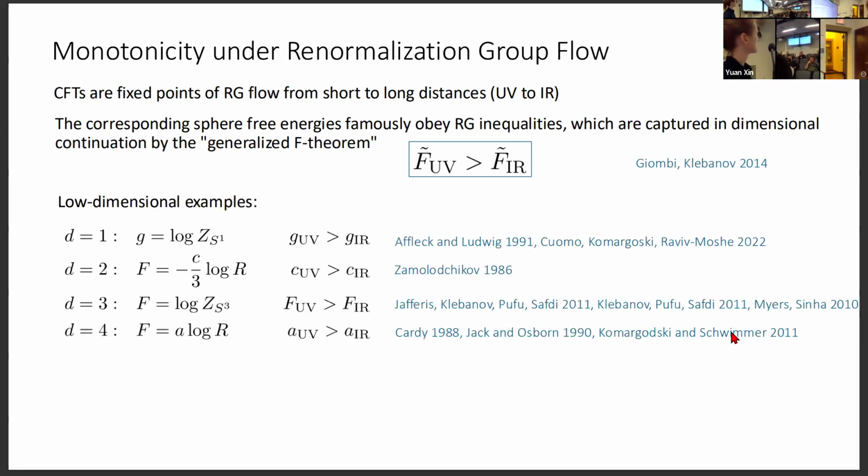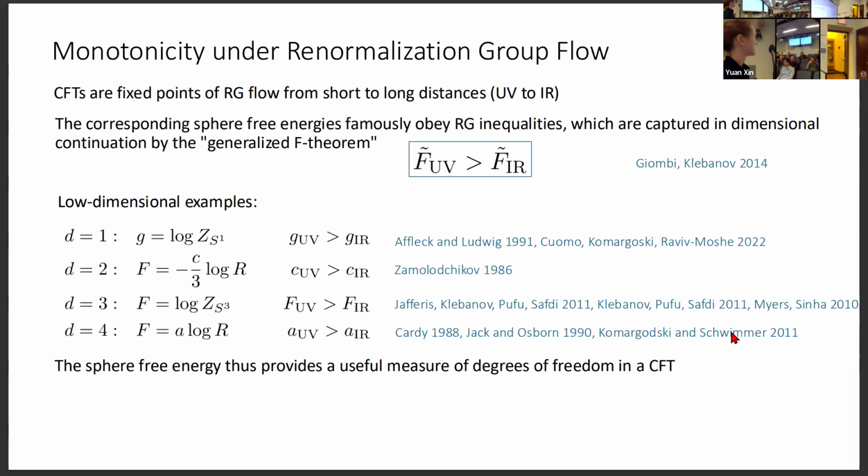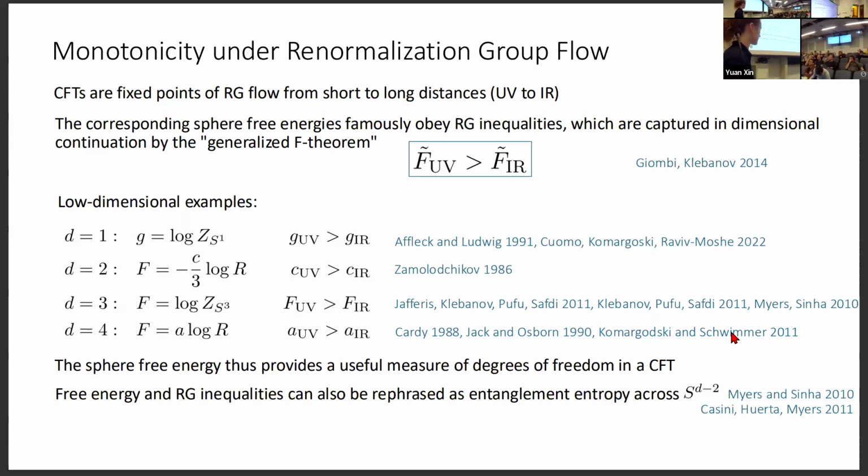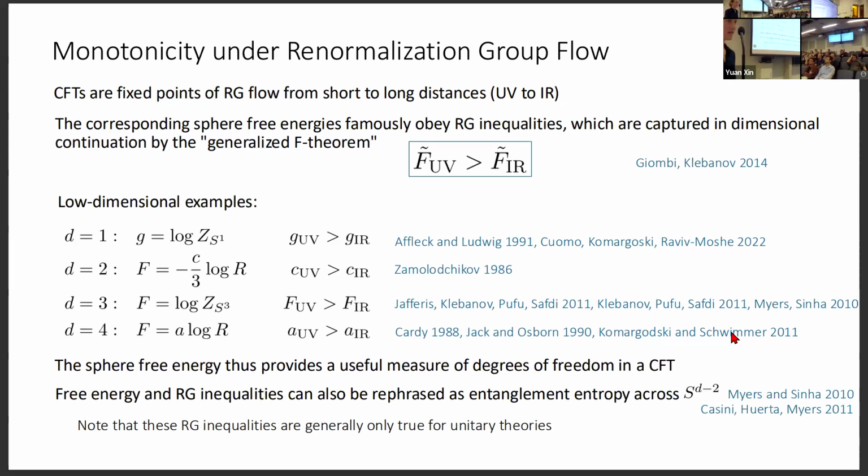So here are some low dimensional examples, which everyone's probably familiar with. And therefore, this monotonicity indicates that the sphere free energy provides a useful measure of degrees of freedom in a CFT, and also it can be rephrased in terms of entanglement entropy across an S^{d-2}. So as a comment, these RG inequalities are generally only true for unitary theories. And we'll be considering some non-unitary theories in this talk.